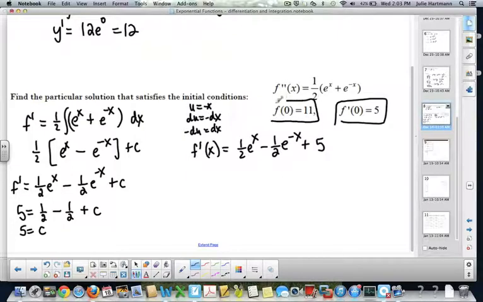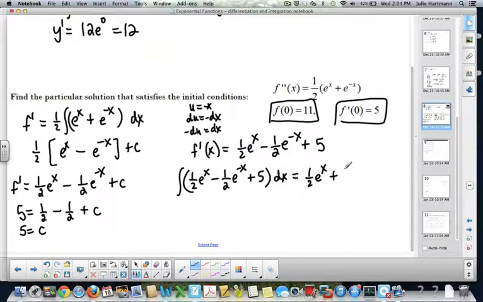You also have f of 0 equals 11. So we have to integrate 1/2 e to the x minus 1/2 e to the negative x plus 5. We are integrating that. The integral of 1/2 e to the x is 1/2 e to the x. Remember what we did with the first one, of e to the negative x, so that's just going to be a negative, so that now becomes positive 1/2 e to the negative x plus 5x plus c.